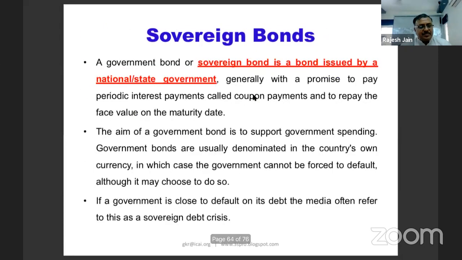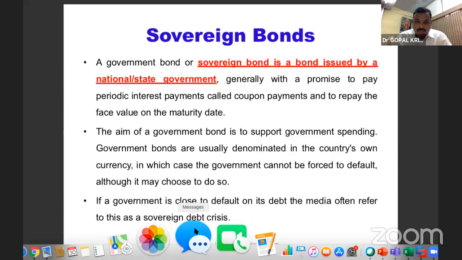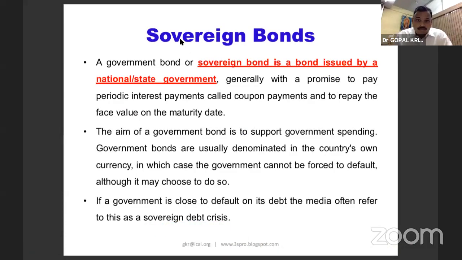Good. Now, sovereign bonds. Sovereign bonds are issued by the government, especially the central government or state government, generally with the promise to pay periodic interest payments, that is called a coupon payment, and to repay at the maturity date. So that is called a government bond.